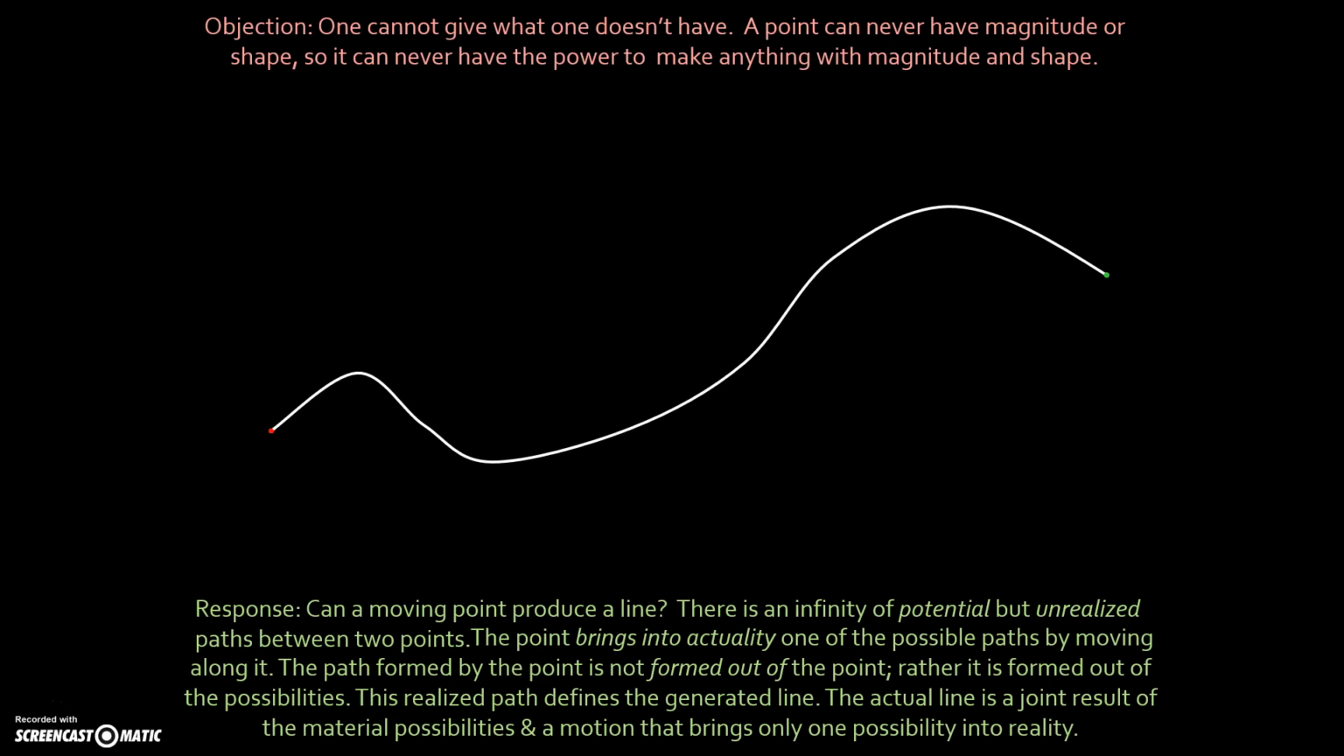The realized path defines the generated line, and so we can view the actual line as a joint result of the material possibilities and the particular motion that brings only one possibility into reality.